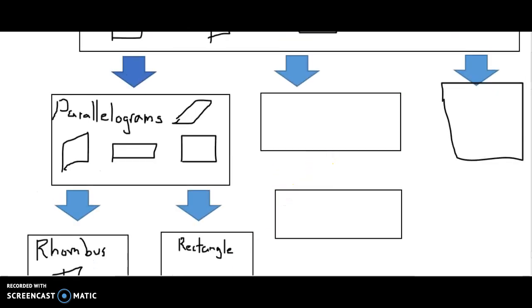The next category over is going to be our trapezoids. This is the last one that we talked about a little bit yesterday. It's so hard to write these words. Trapezoids are figures that only have two sides that are parallel. So only two sides can be parallel in a trapezoid.